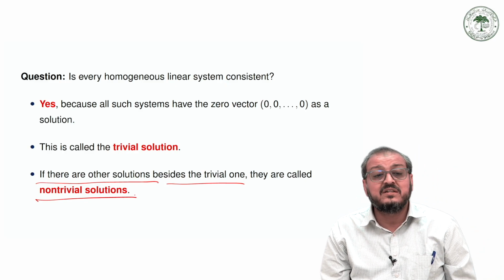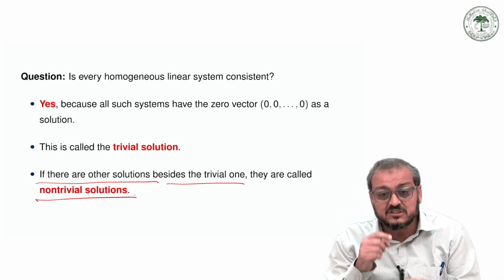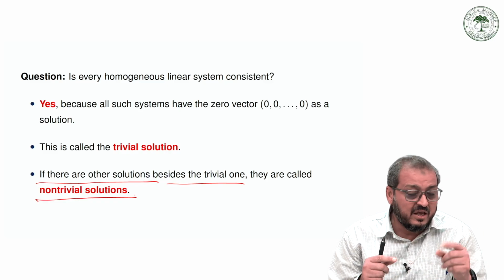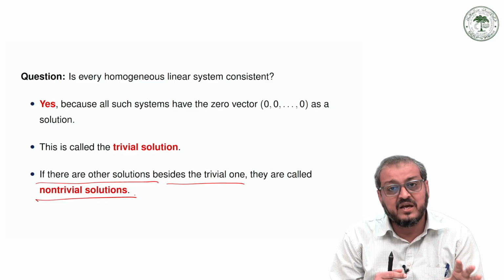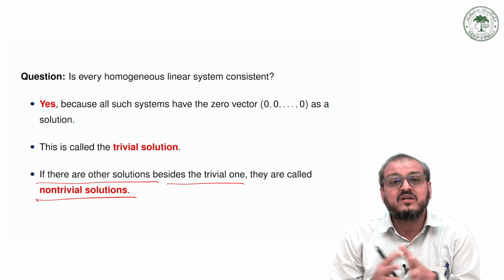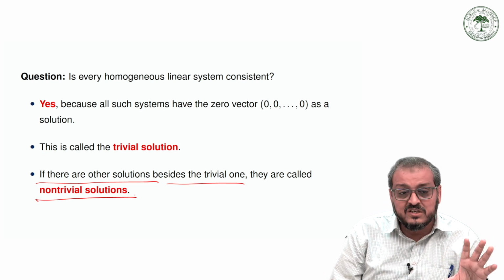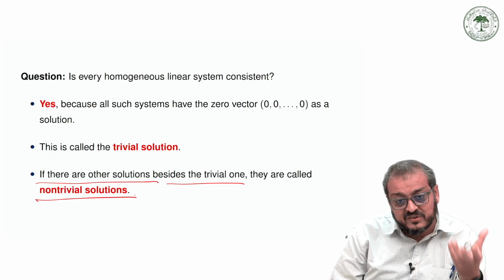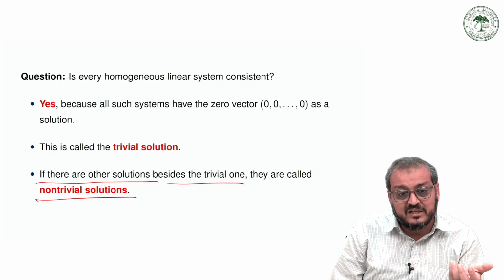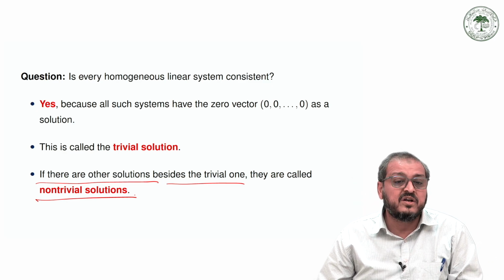So this means that a homogeneous linear system of equations is always consistent and has at least one solution. The zero vector is always a solution, and this solution is called the trivial solution. Other than this trivial solution, if any other solution also exists for this system of equations, then we say that this system has a non-trivial solution.